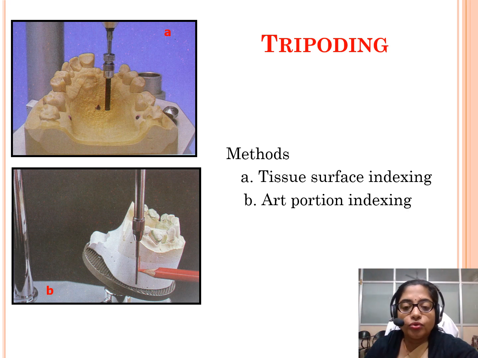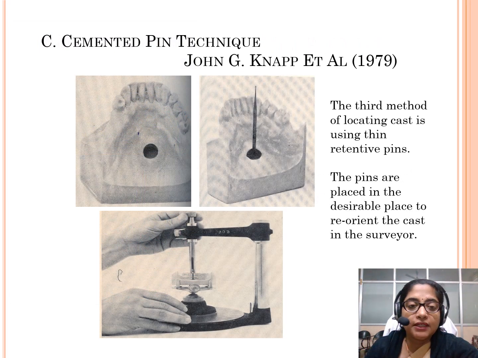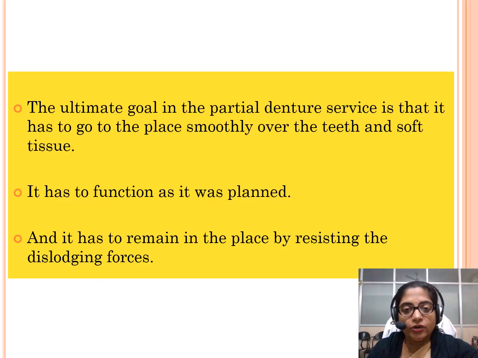Now if we don't want to disturb the tissue surface, we can also do the tripoding by the axial portion indexing method, wherein the land area of the cast or the sides of the cast are used for tripoding. There is another technique called the cemented pin technique, in which we can have retentive pins placed in the center of the cast, and they can be used for guiding the tilt of the cast.